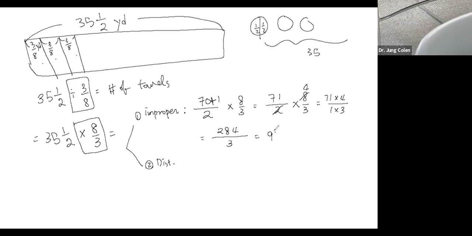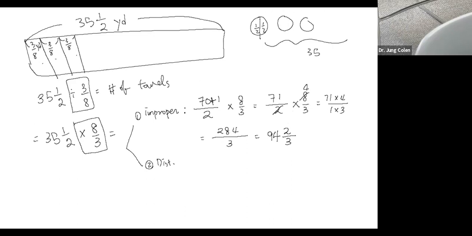So 3 times what is close to 14? 4, which is 12. So 14 minus 12 is 2. So 2 is left. What's our denominator? 3. We still have 3 there. So 94 and 2/3. But let's look at the question again.